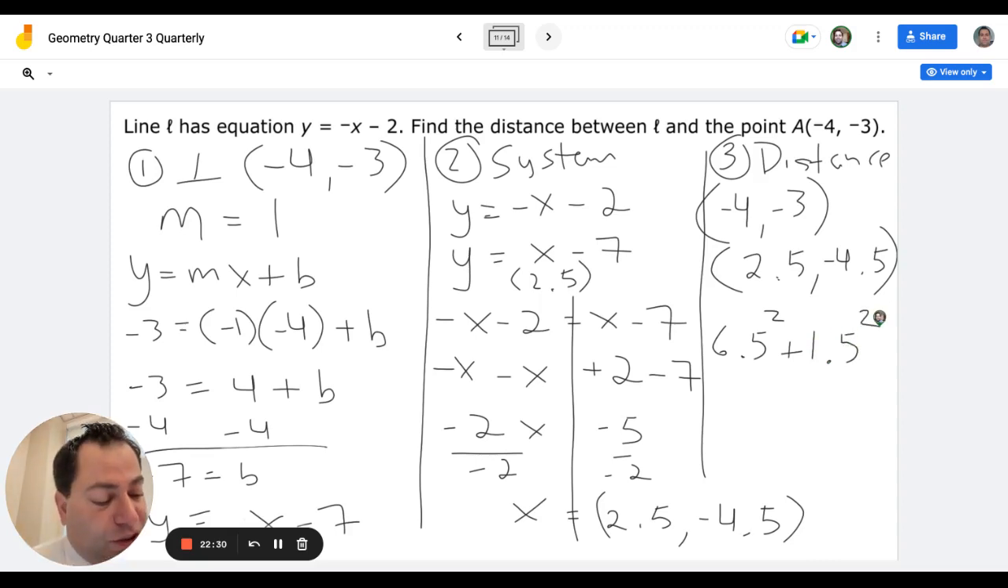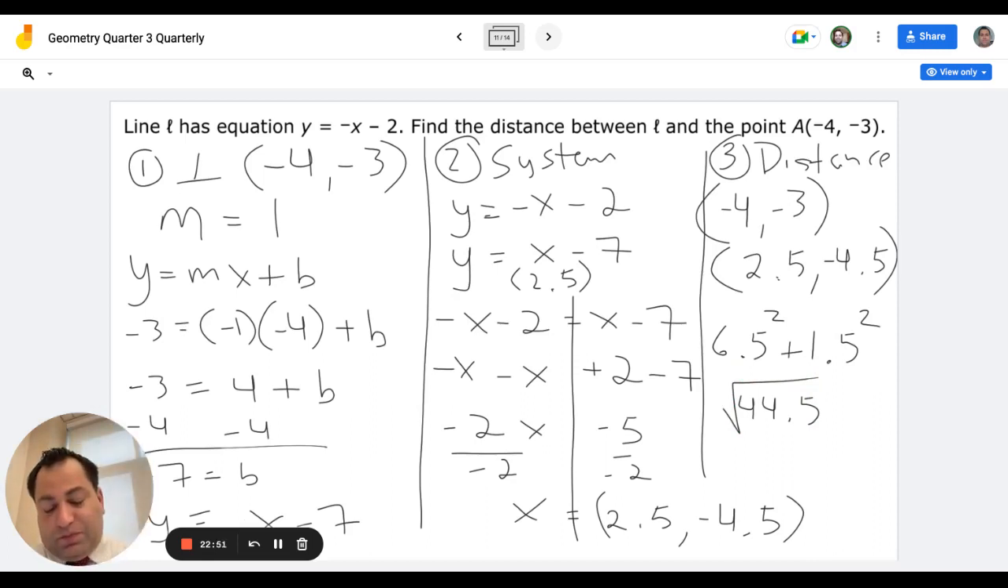Okay, and then we're going to do 6.5 squared plus 1.5 squared, and I get 44.5. And then we have to take the square root of 44.5, and I get 6.67 or 6.7 distance between that. So that's probably the hardest question on the honors test is this one right here.